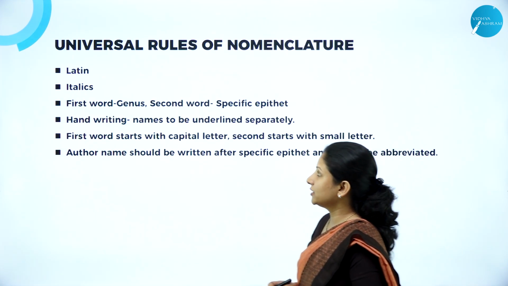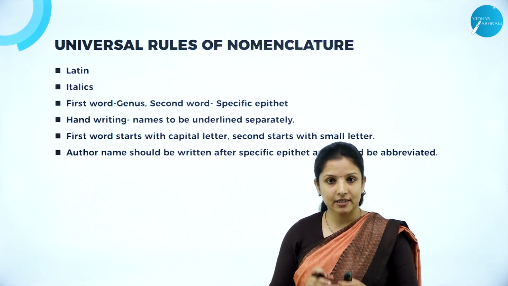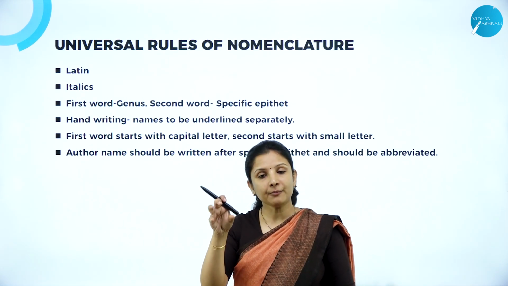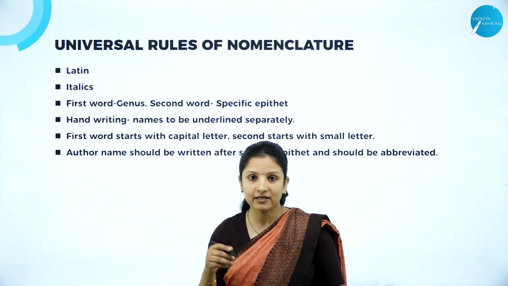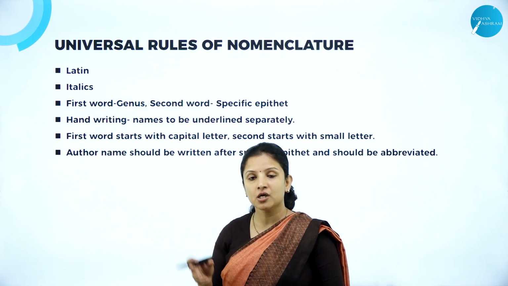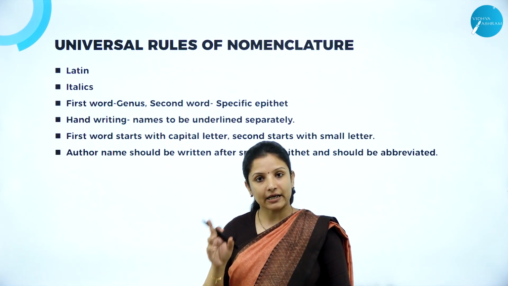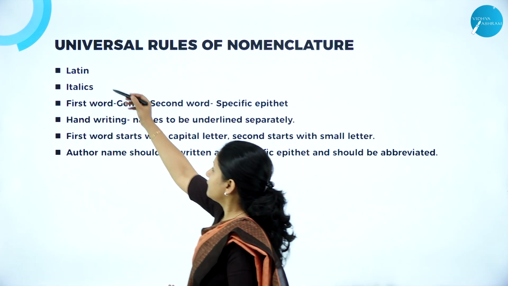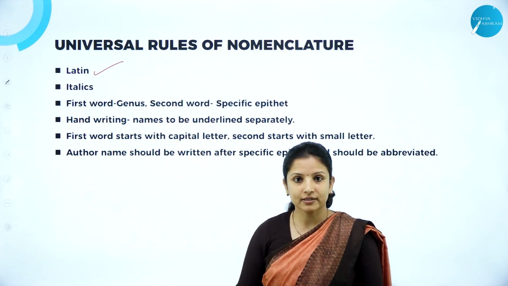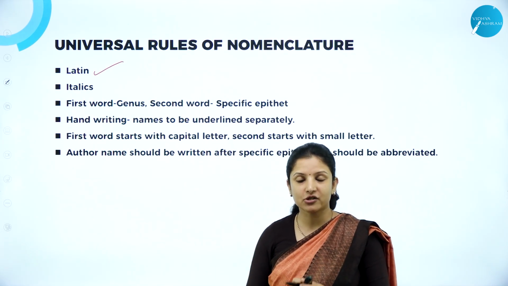So the first rule is the biological name should be in Latin, meaning words should be picked from the Latin language. Though we write using English alphabets, the words should be from Latin language. So that is the first rule. The second rule is the words or the letters should be italicized. It should be in italics.